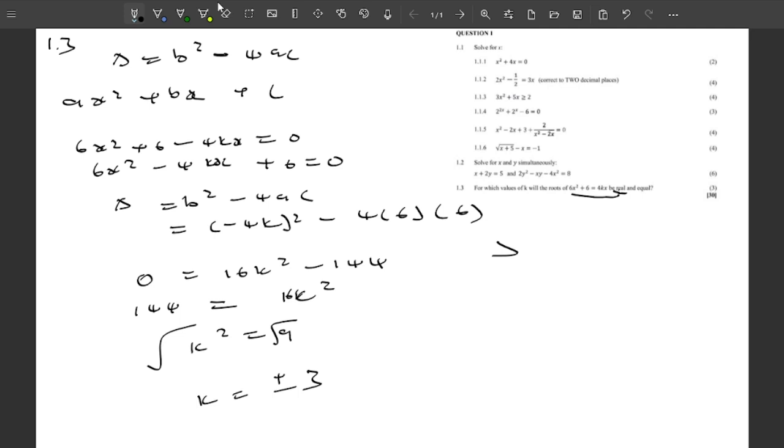Now, to repeat what I said about why I wrote 0 here, it is because we're looking for the values of k, which must be real and equal.